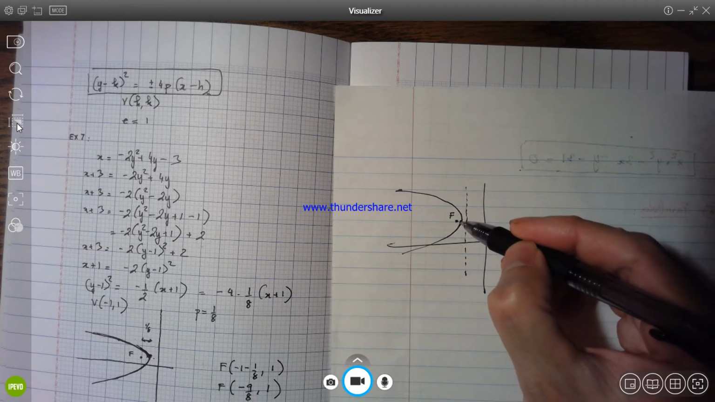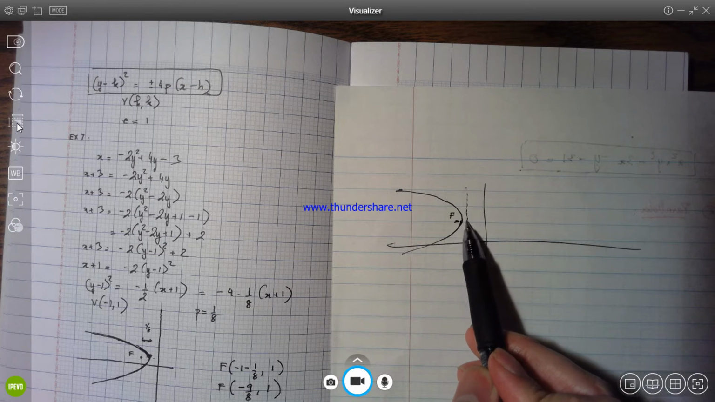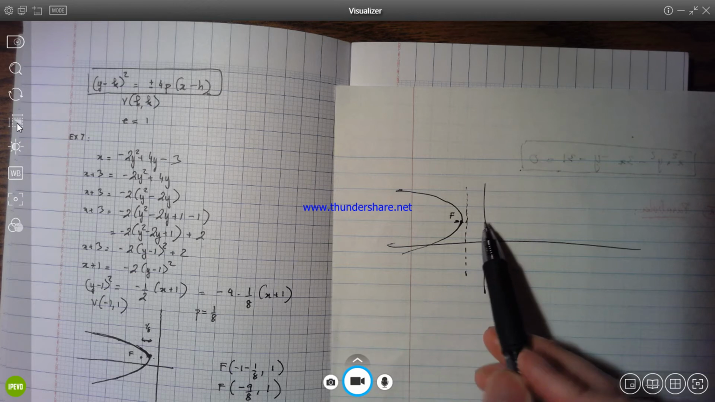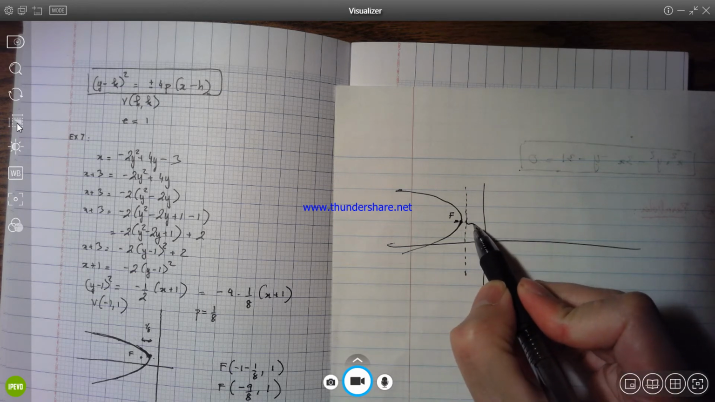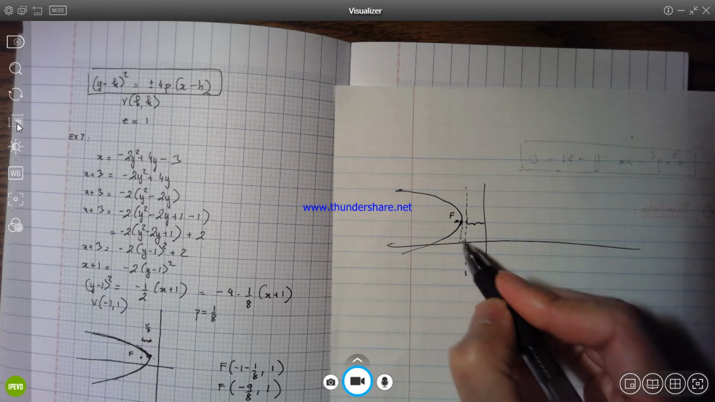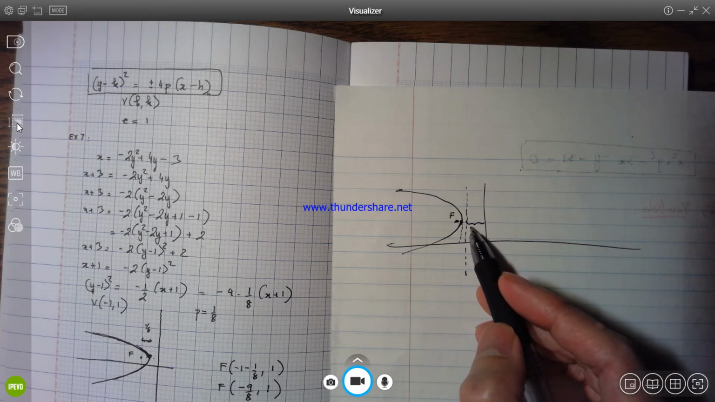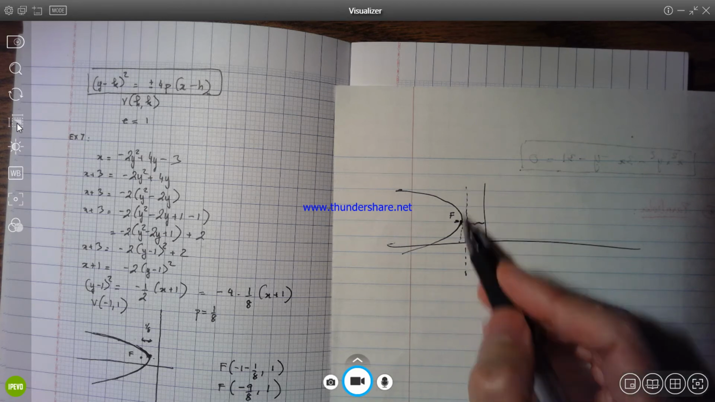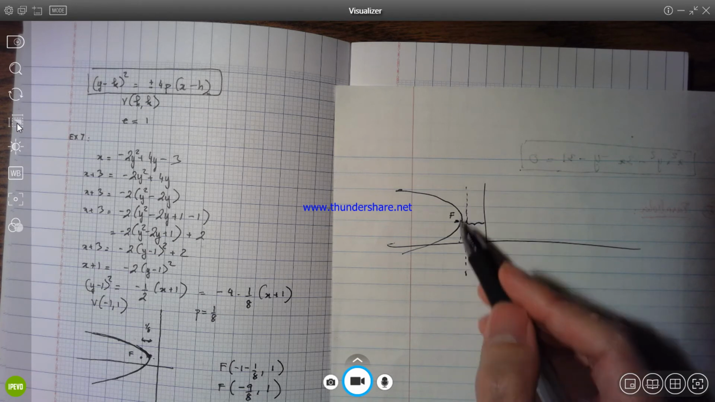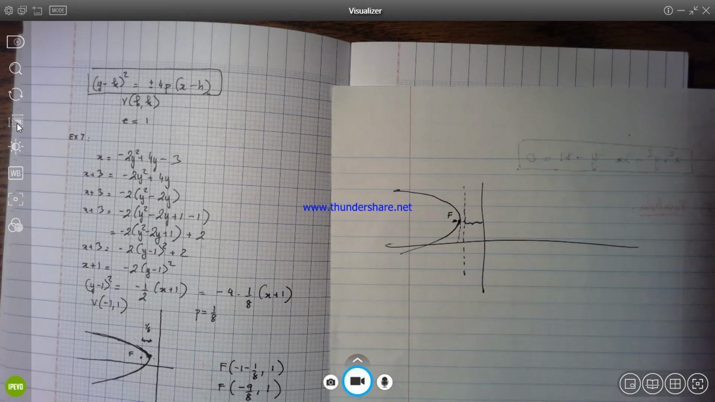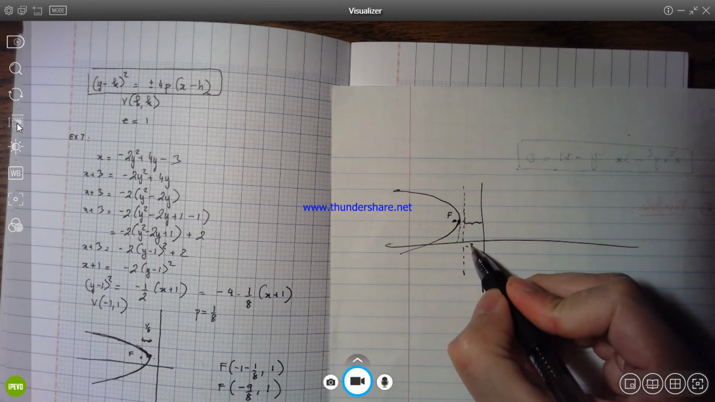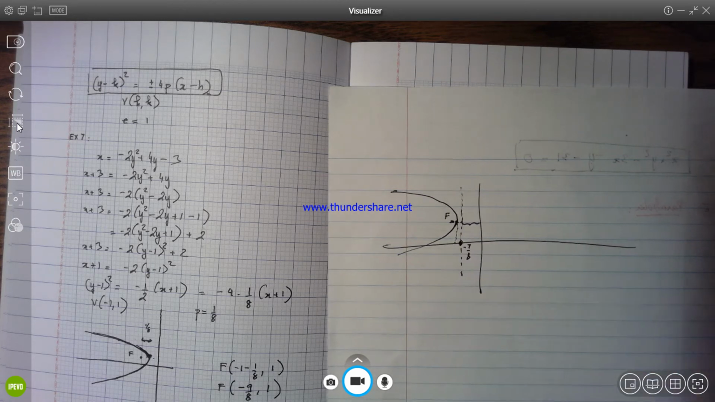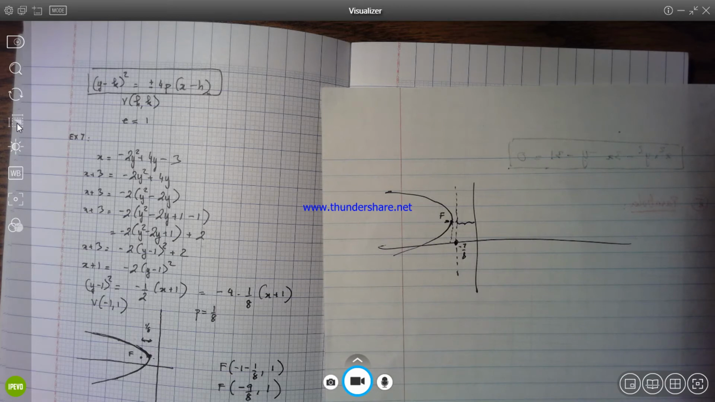So this is from here to here, and from here to here is 1/8. So the directrix equation must be from here to here, so you take 1 minus 1/8, which gives you 7/8 as the distance. But because we want to write the equation of the vertical line of the directrix, it must be negative 7/8. Okay, so negative 7/8 right here. So that's what it is.